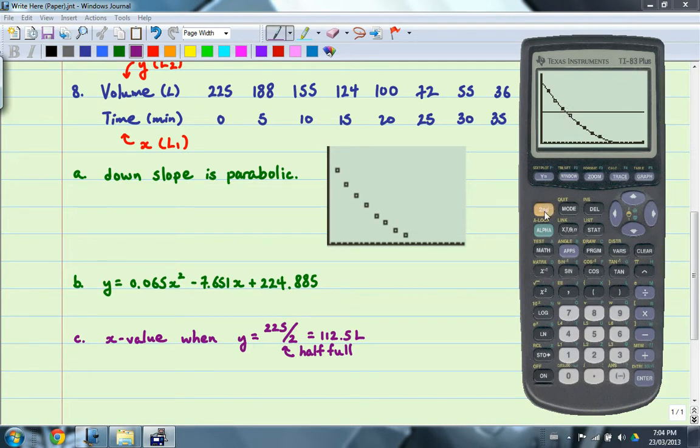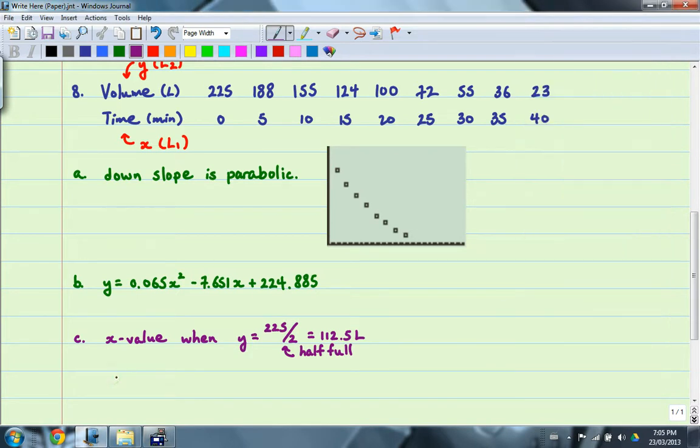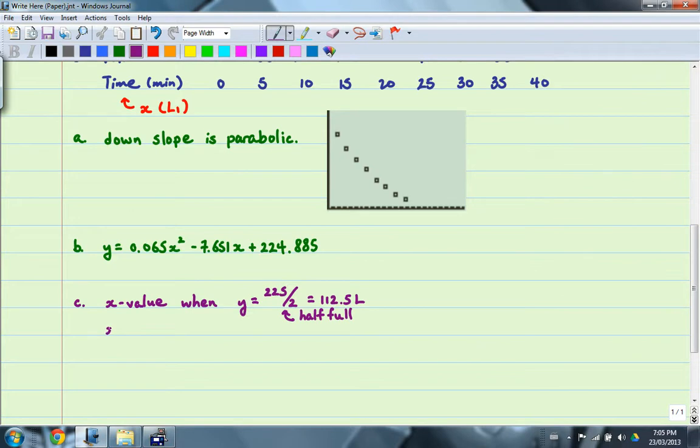So how do I do that? Well, I go second, calculate. I'll go to the fifth option, which is intersect. And then first curve is the parabola. Second curve is the line. Do you want to guess? Yes, you do. And it will end up right there. So that will be 17.2 minutes. So you can say x equals 17.200 because it's supposed to be 3 decimal places, minutes. And that will be sufficient.